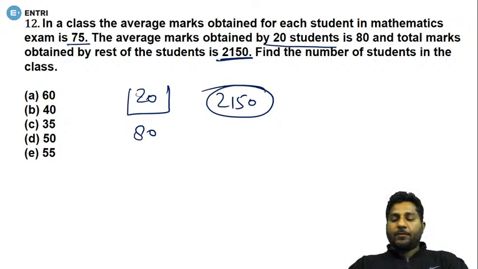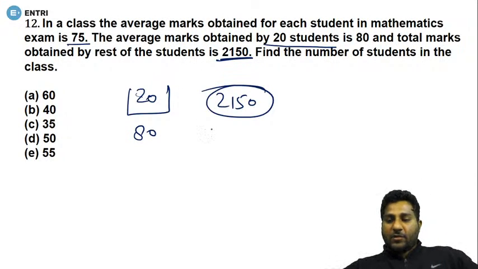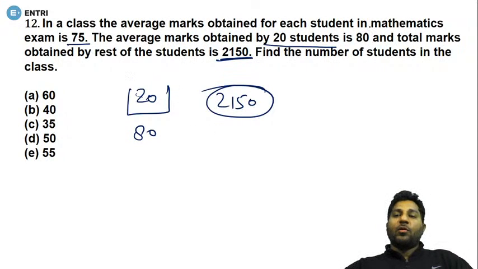Come on guys, solve this question. Okay, just a moment. How are you going to solve this one? Look at this. In a class, the average marks obtained by each student in mathematics. So the whole average value of all the students was 75.